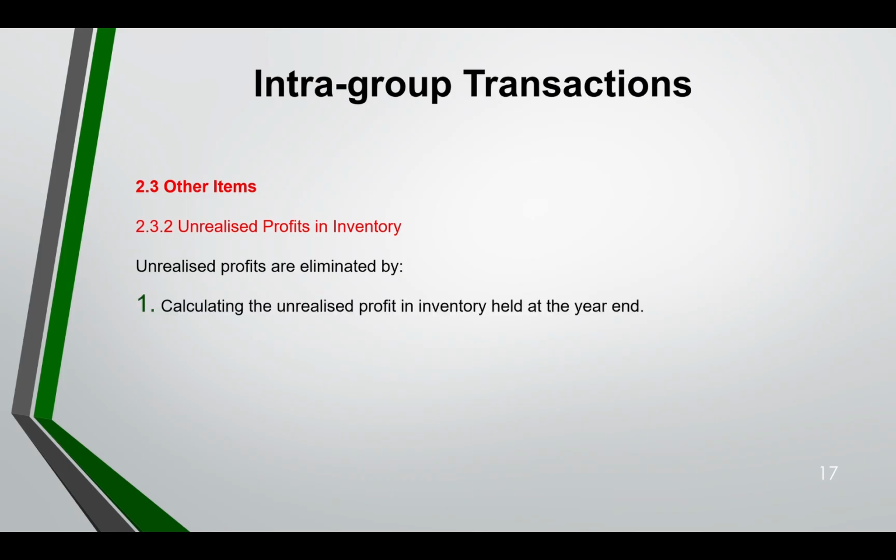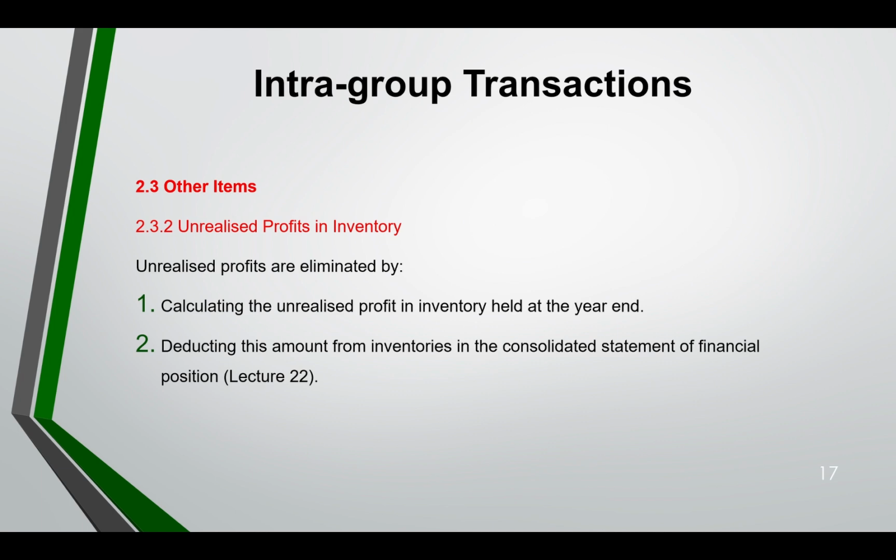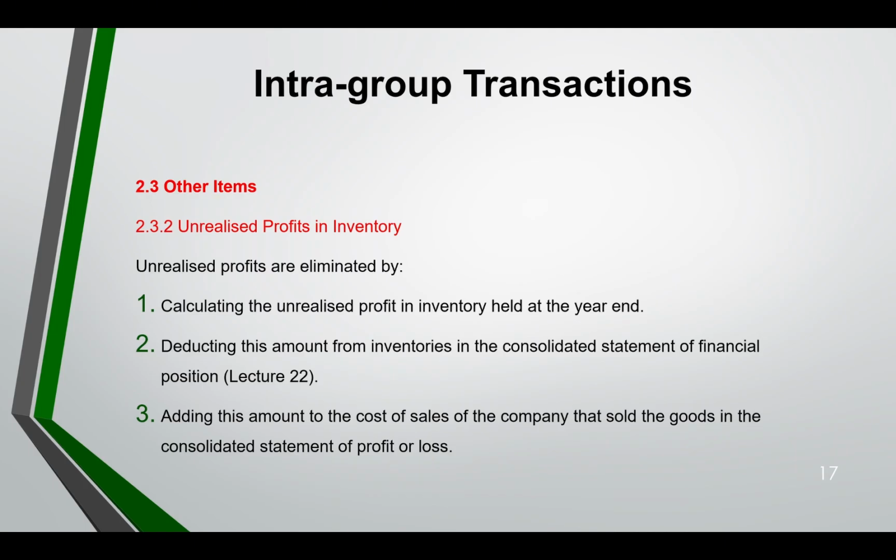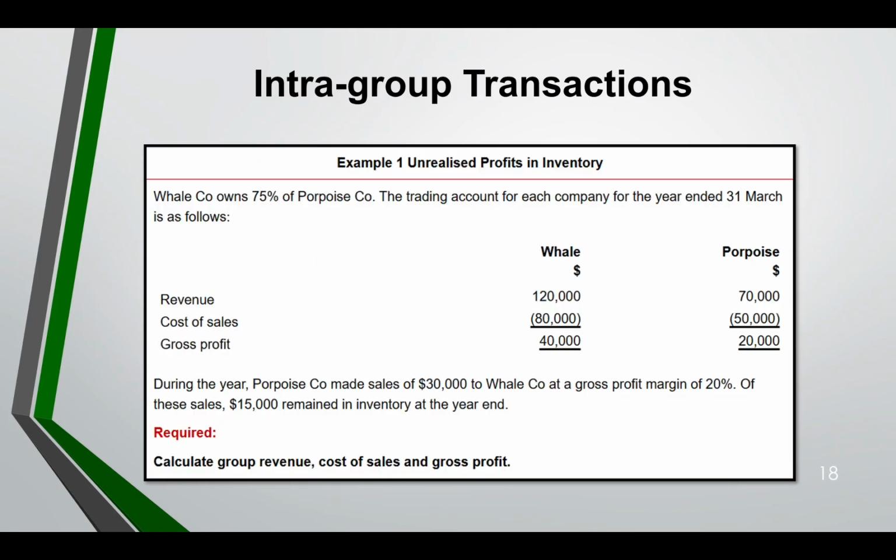Unrealized profit you will eliminate. How? Calculate that unrealized profit, deduct it from the inventory in your statement of financial position. We have done this in lecture 22. Then you have to add this amount to the cost of sales of the company that sold the goods in the consolidated statement of profit and loss. Since this profit is not realized, it's an additional cost for them. That's why you will add it to the cost of sales.